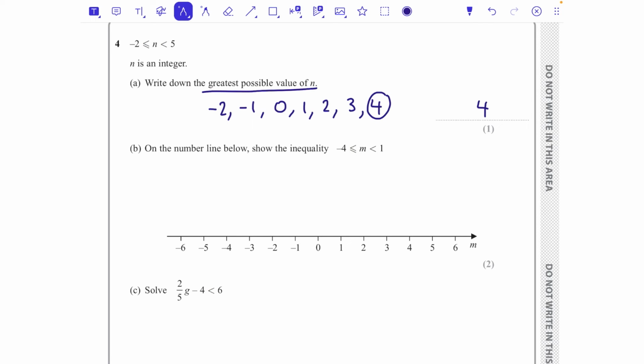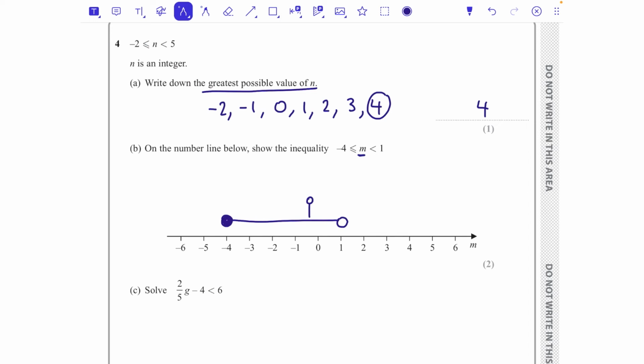Part B, on the number line below, show the inequality -4 is less than or equal to m, which is less than 1. So m is greater than or equal to -4, but less than 1. So I'm going to put circles over those two values. If it's equal to, you can colour that circle in. And then we're going to just join them up with a line, so looking something like that. The 1 is not equal to, it can't actually equal that value.